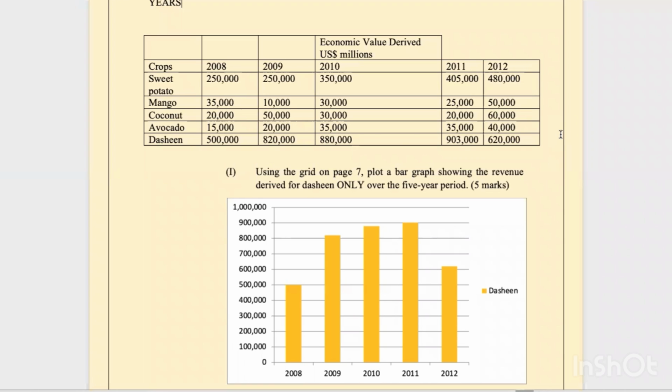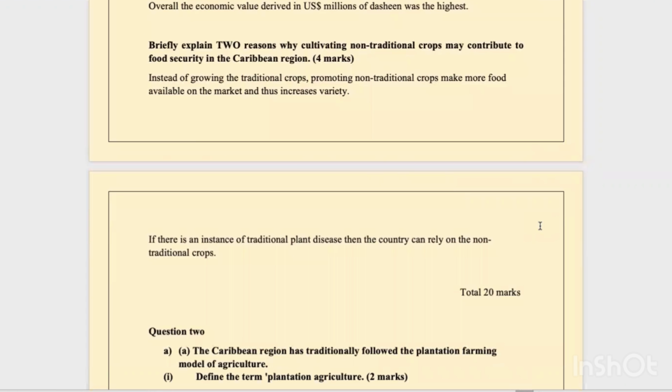That's a significant decrease, by the way. We can also see that the overall economic value derived in millions of Dashin was the highest. So Dashin here is the most valued plant, I would say. Next question. Briefly explain 2 reasons why cultivating non-traditional crops may contribute to food security in the Caribbean region.